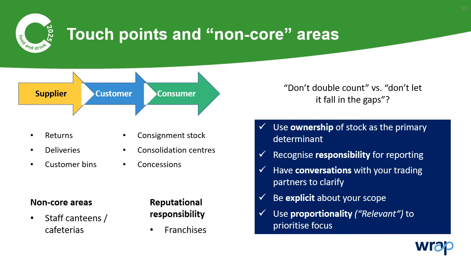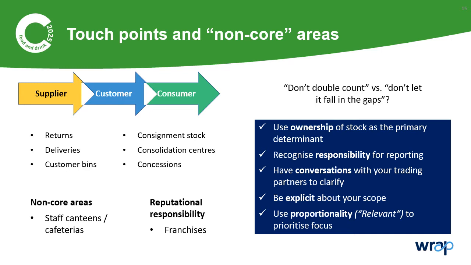The important thing as well is to have conversations with your trading partners. Ideally, everyone across the supply chain will be reporting their data, so you can clarify some of these grey areas between you. It's also important, whatever you decide, to be explicit about it. If you can put the detail about what's included or excluded in your scope when you report, then at least people can interpret the data properly.